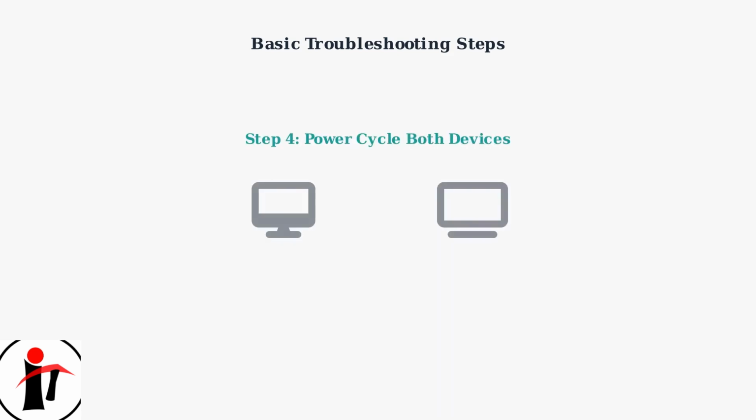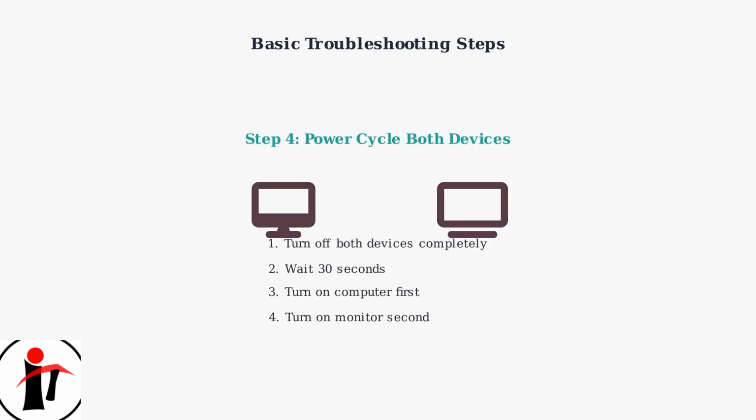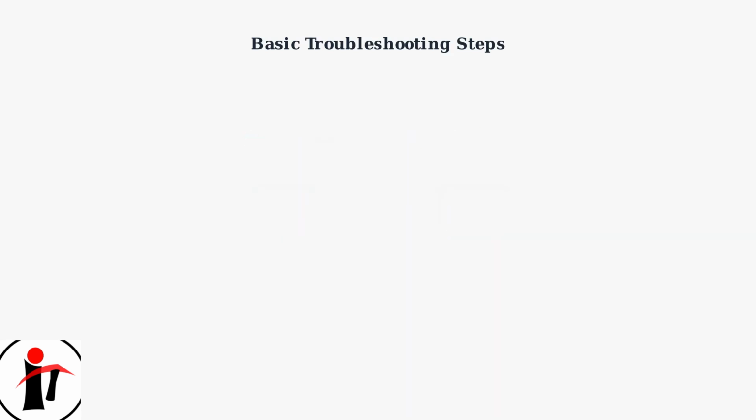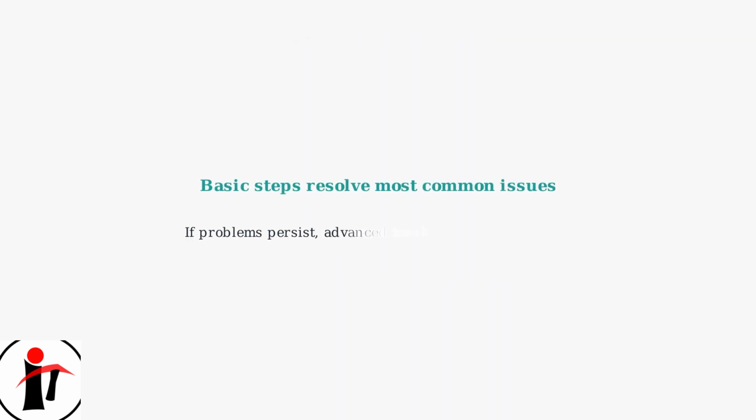Step 4. Power cycle both devices. Turn off your monitor and computer completely. Wait 30 seconds, then turn them back on in order: computer first, then monitor. These 4 basic troubleshooting steps resolve most common Sceptre monitor issues. If these steps don't solve your problem, you'll need to move on to more advanced troubleshooting techniques.